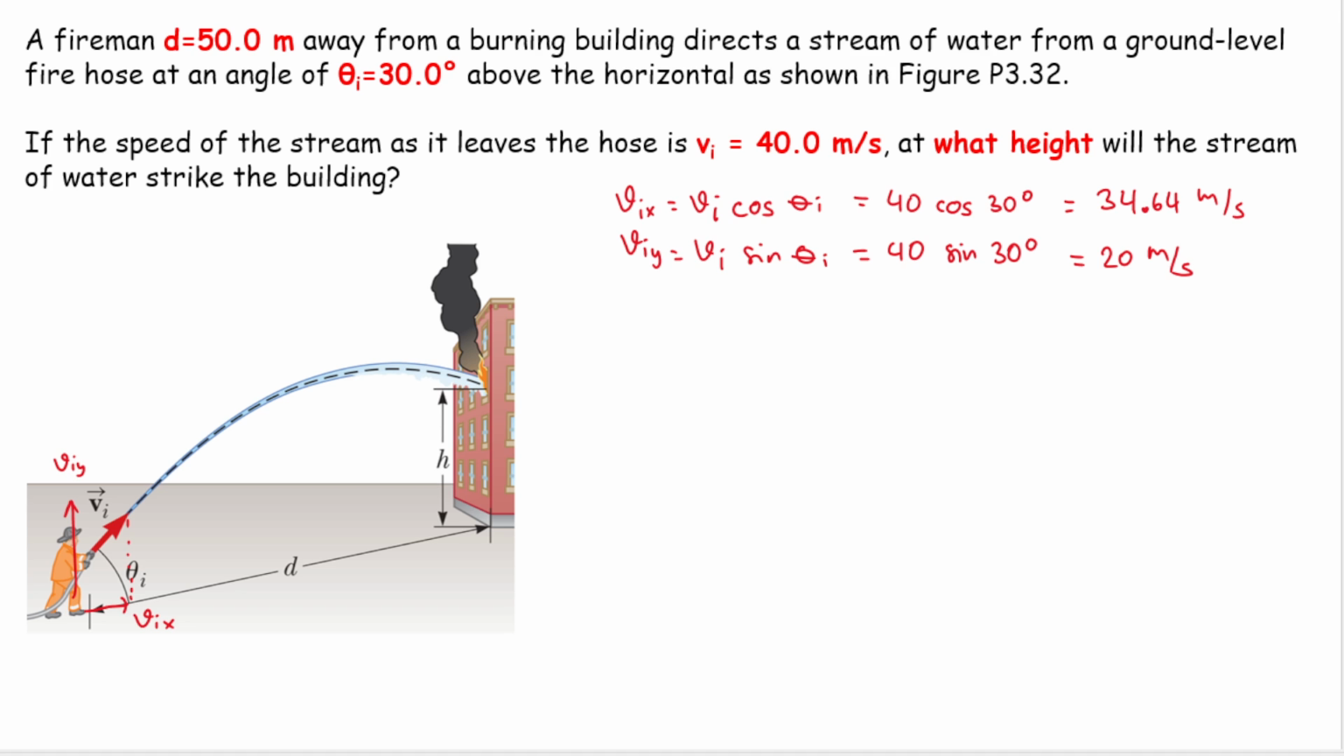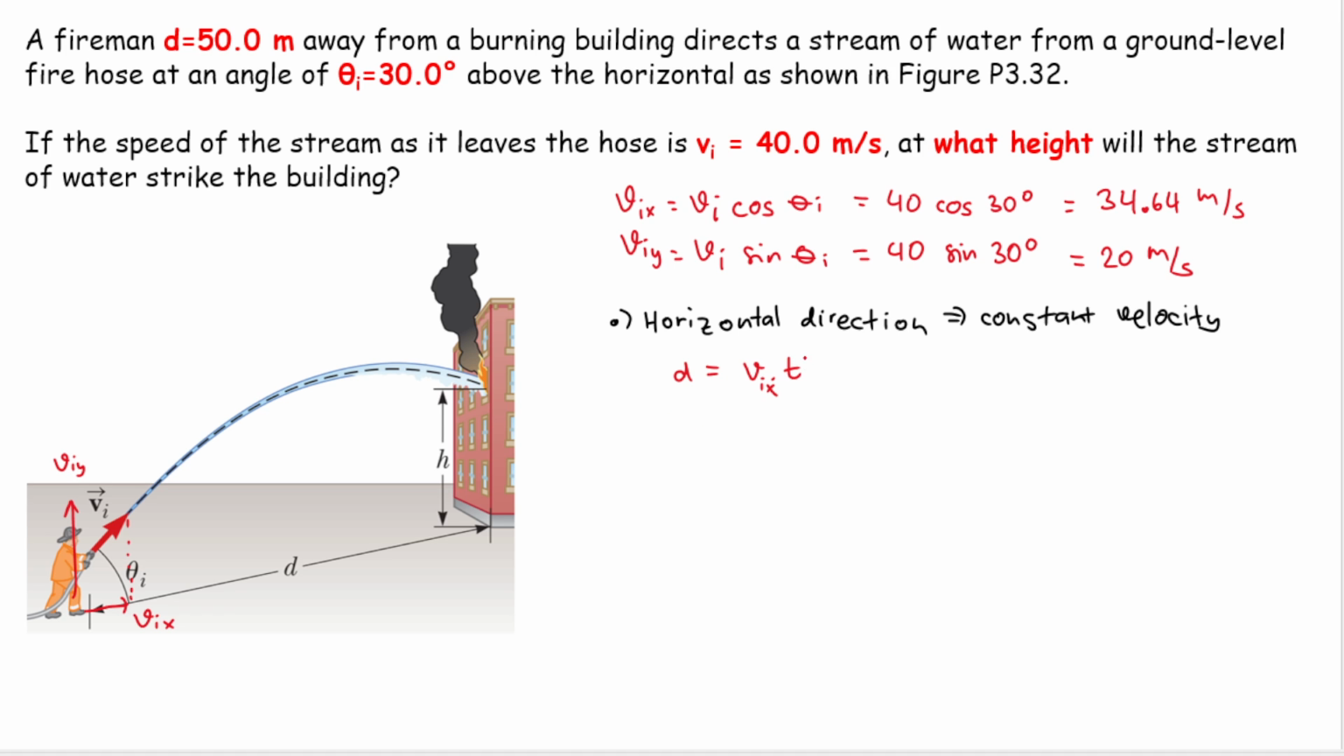Now let's analyze the horizontal direction, right? In the horizontal direction we don't have any acceleration, so we will have constant velocity. And consequently, this distance D is just V times t, right? And what V? The initial velocity, Vix.